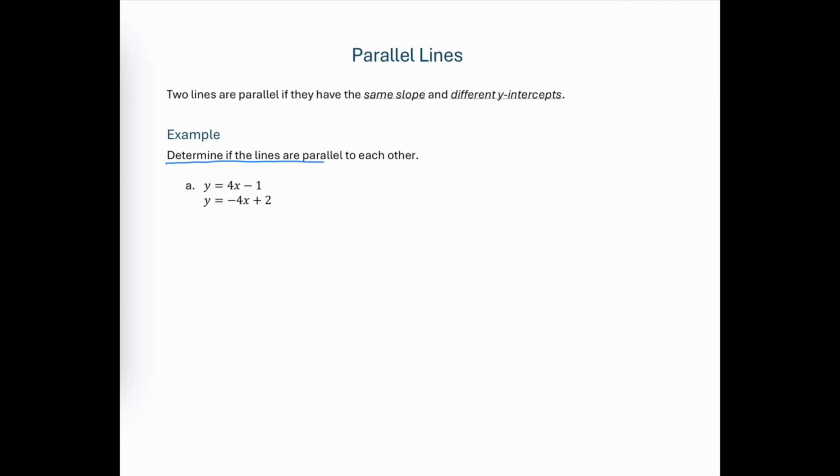So to determine if lines are parallel to each other, we do need to have them written in slope-intercept form so that we can clearly see the slope and see the y-intercept, since those are the two features that determine whether the lines are parallel.